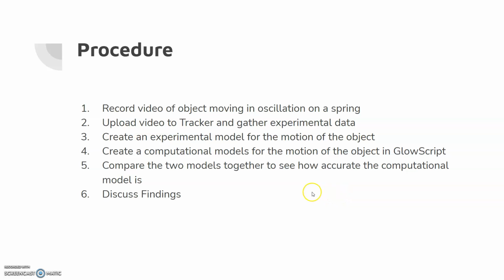So the procedure was to record a video of the object moving in oscillation, upload the video to Tracker, create an experimental model for the motion, then create a computational model in GlowScript, and then compare the two models.